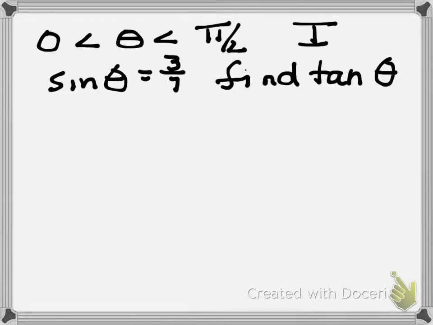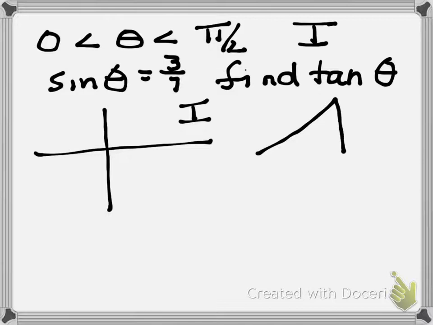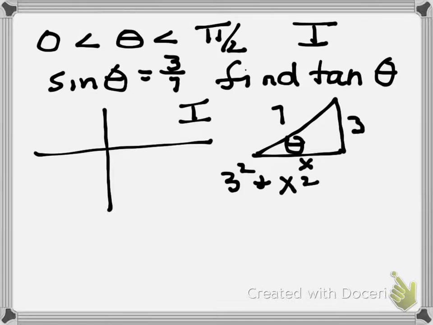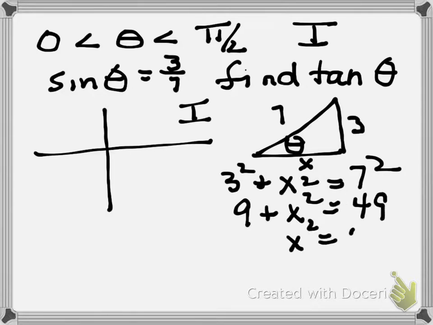And this part 1 question, they're telling you that theta is between 0 and pi over 2, meaning that you're in the first quadrant. And you're given that the sine of theta, which is opposite over hypotenuse, is 3/7. So I have 3 squared plus, whatever you want to call this, x squared equals 7 squared. 9 plus x squared equals 49. X squared equals 40.